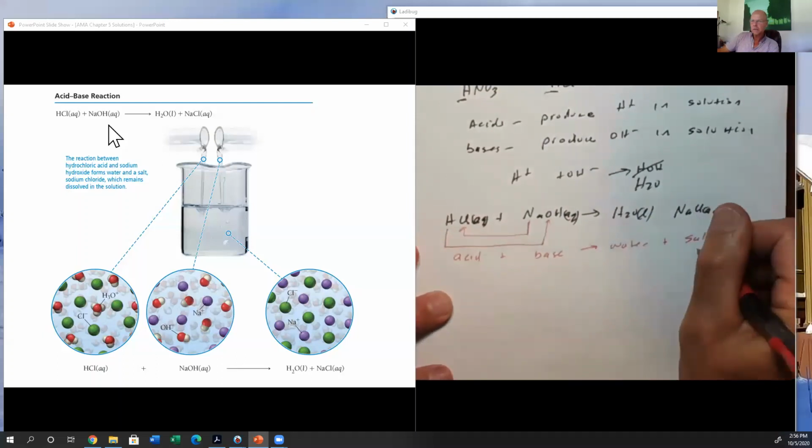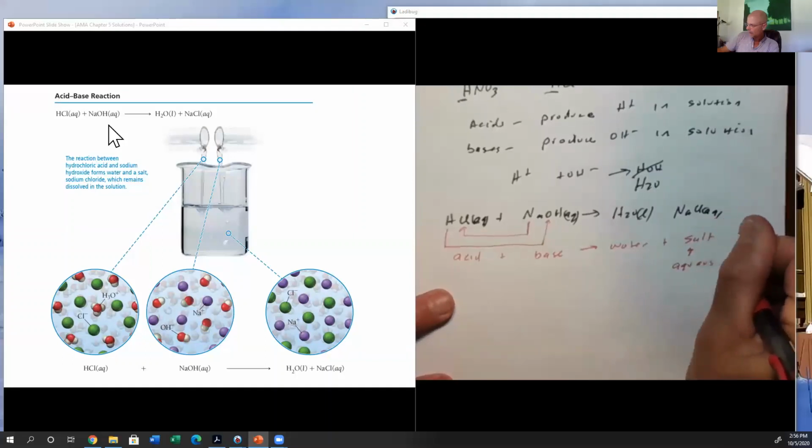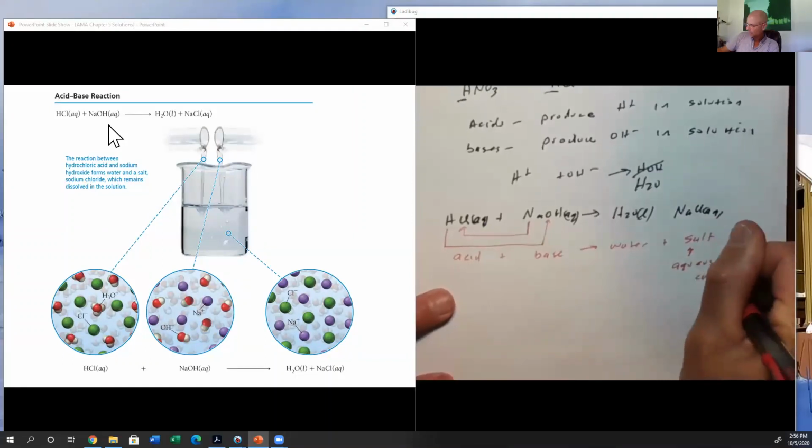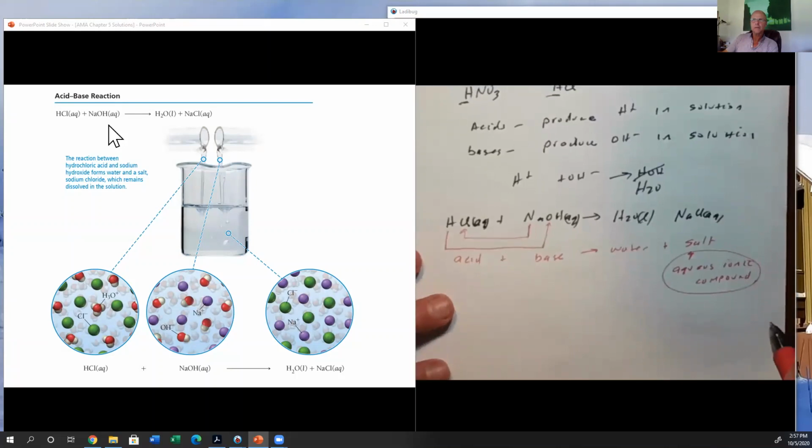And by salt, I mean any aqueous ionic compound. So you're going to have some aqueous ionic compound that ends up being dissolved.